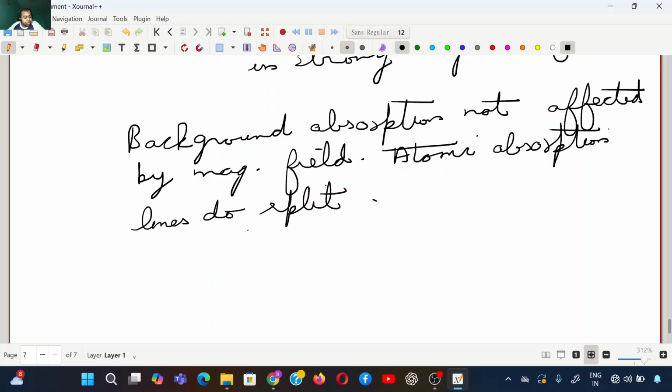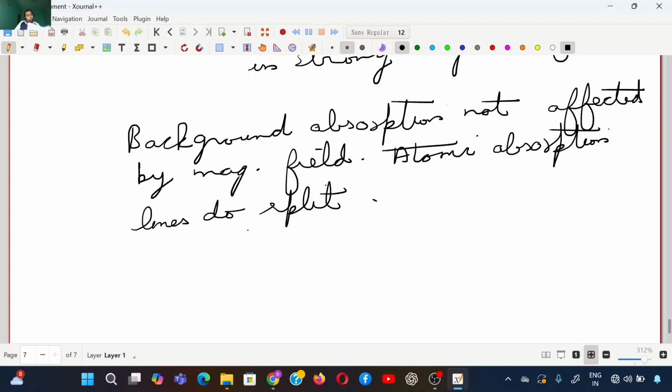Again, there is a mechanism of correction, like what happens when the magnetic field is on and when it is off. In one case only the pi component reaches the detector, in another case pi and sigma both reach the detector. I'm not getting into all those details. Zeeman splitting can be normal Zeeman effect, or it can be anomalous Zeeman effect. In normal Zeeman effect, three components are seen. In anomalous, more than three components. All that I'm not getting into details.